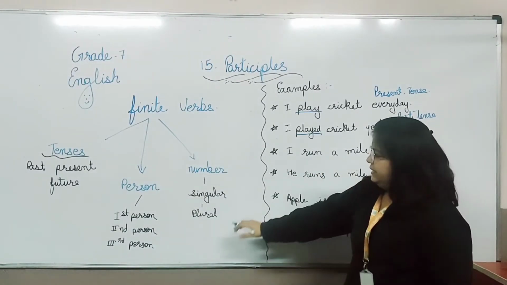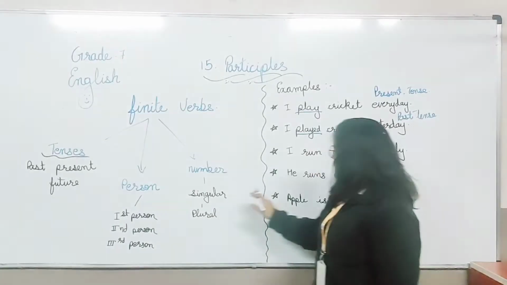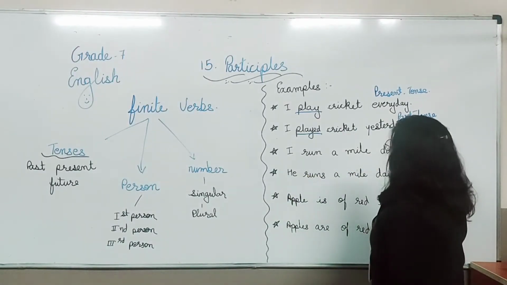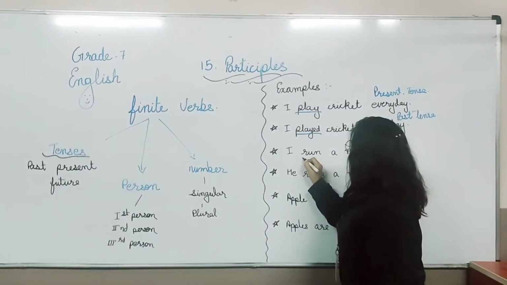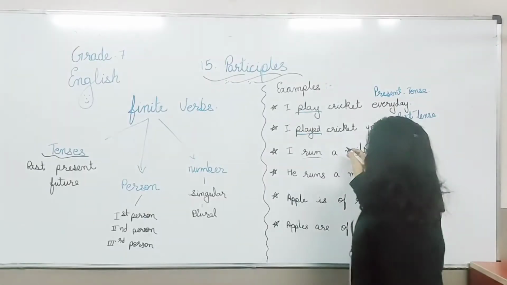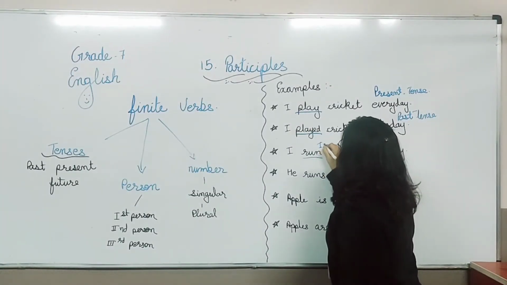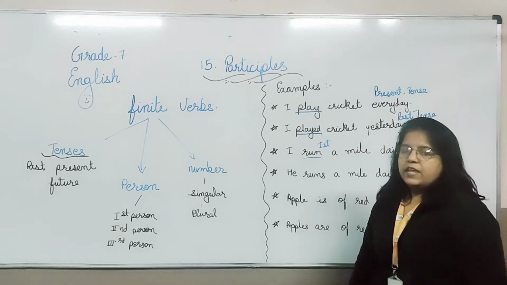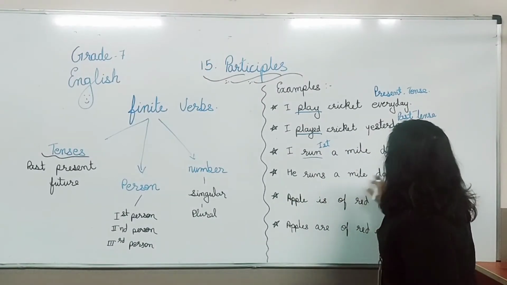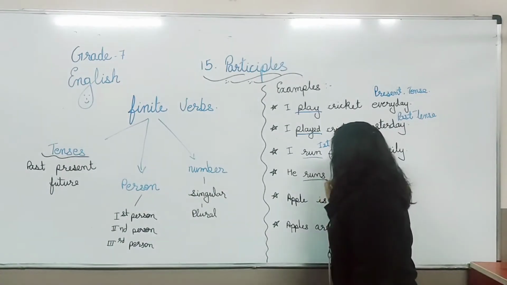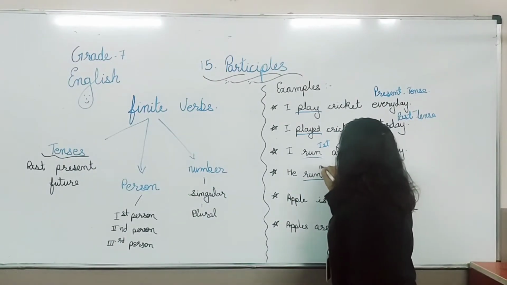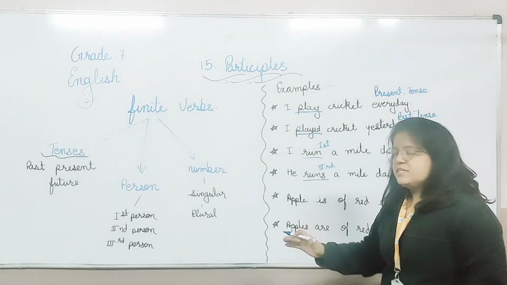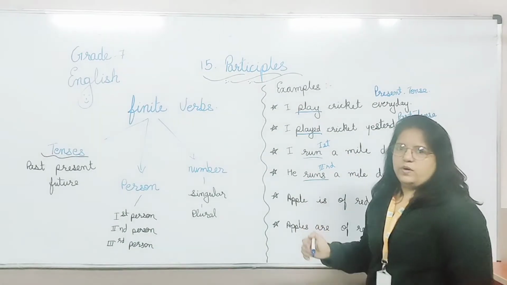Now let's see it according to the person. I run a mile daily. Here I is the first person, so we have used run, right? So this is first person. Now, he runs a mile daily. Here he is the third person. So according to the third person also the verb is changed. You can see the effect of the subject over here.